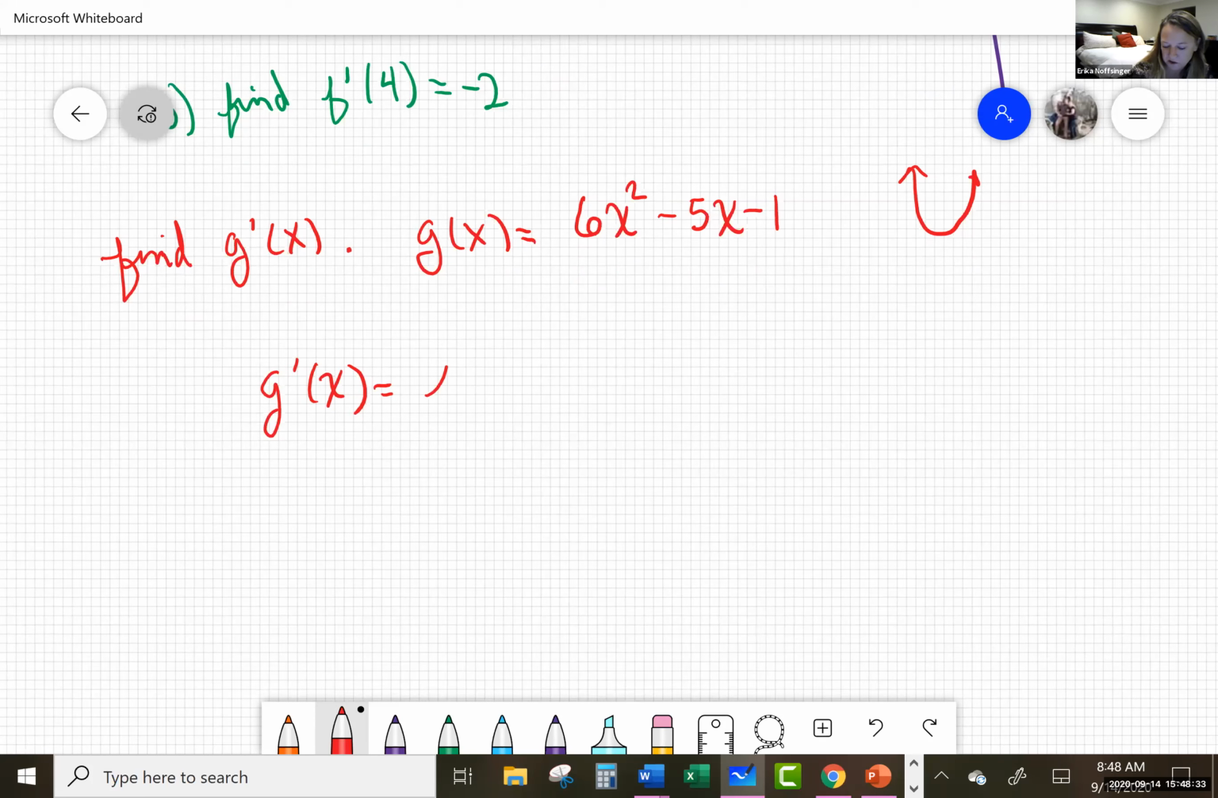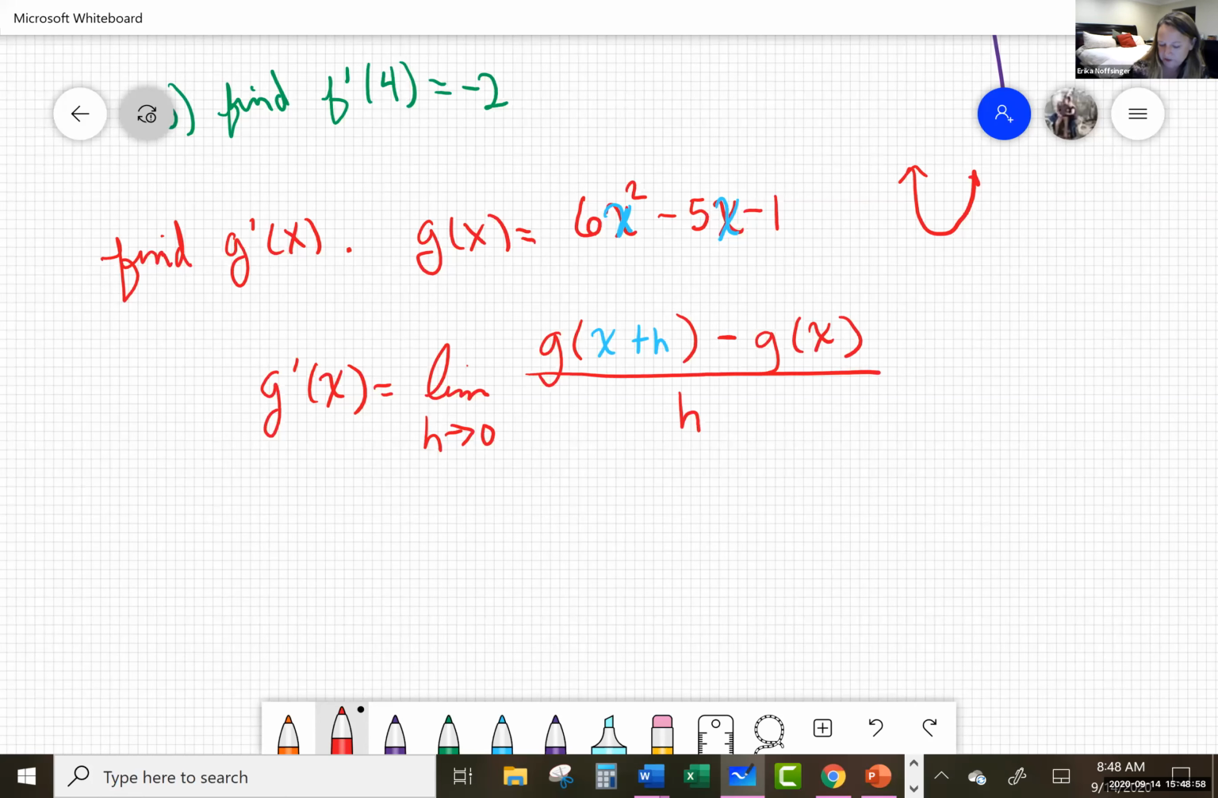is equal to the limit as h approaches 0. So we're going to plug in x plus h wherever you see an x in your function g of x. And then we're going to subtract off, so minus that whole function g of x, and then put that whole thing over h.